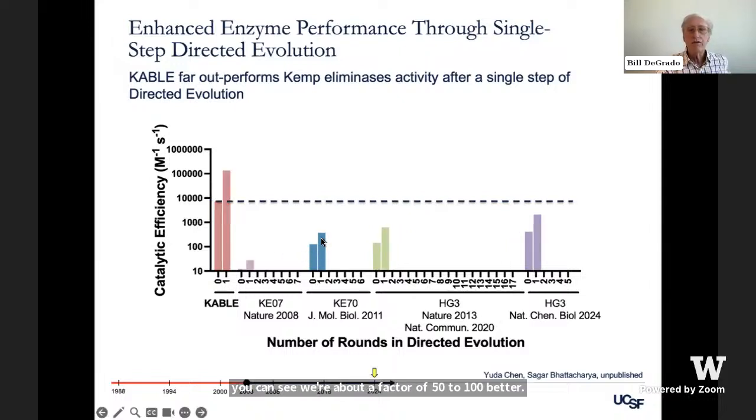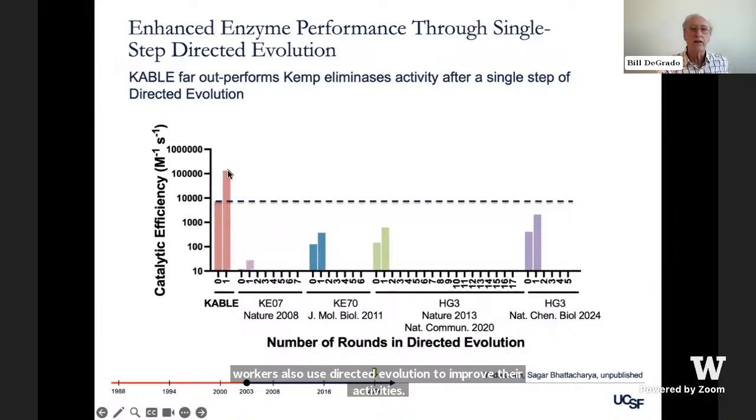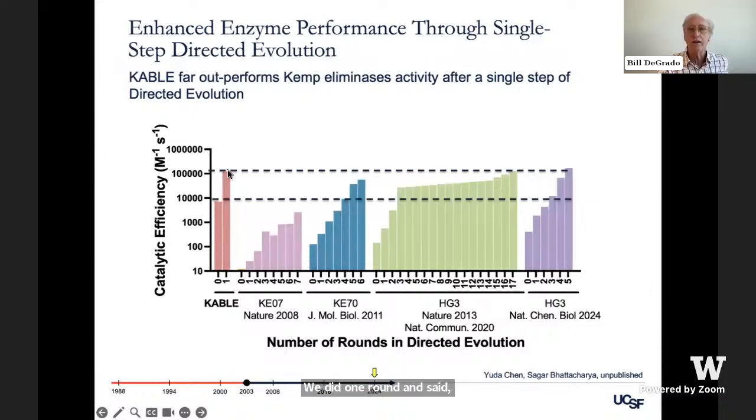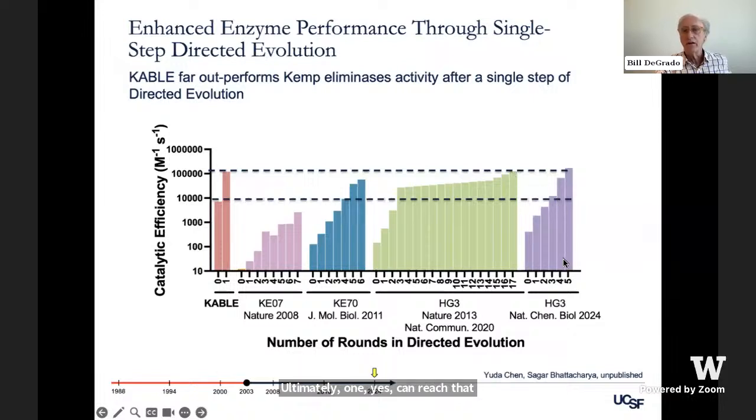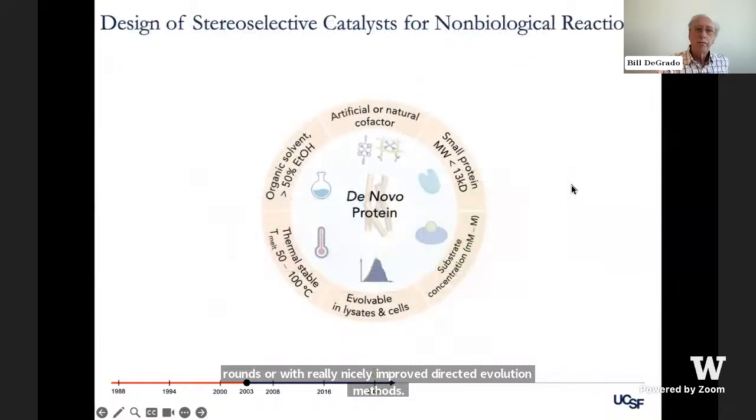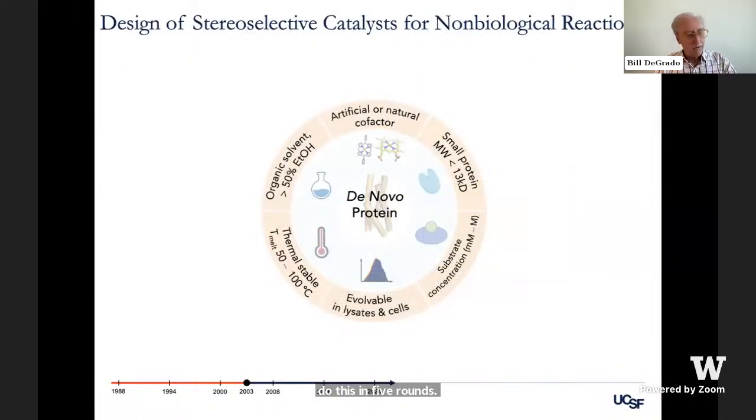Previous workers also used directed evolution to improve their activities. We did one round and said, okay, that's enough. It's 10 to the 5th per molar per second. Ultimately, one, yes, can reach that here after 17 rounds, or with really nicely improved directed evolution methods, do this in 5 rounds. But ultimately, enough with these model reactions: coumarin ester hydrolysis, nitrophenyl ester hydrolysis, Kemp elimination.